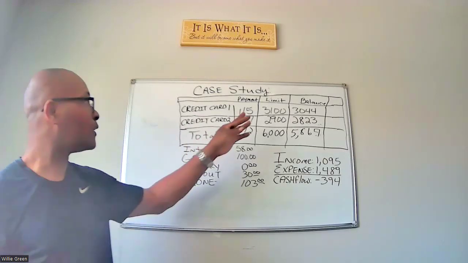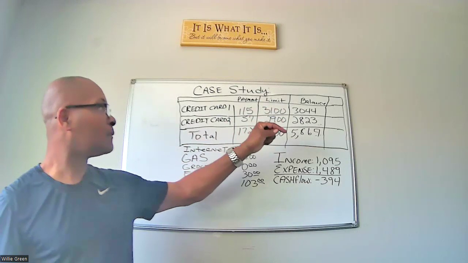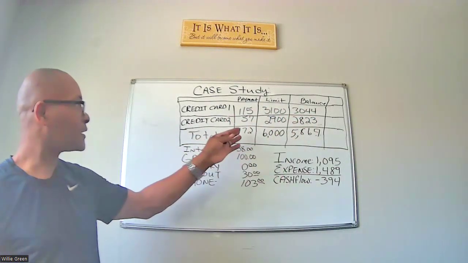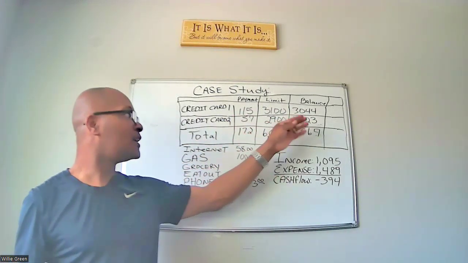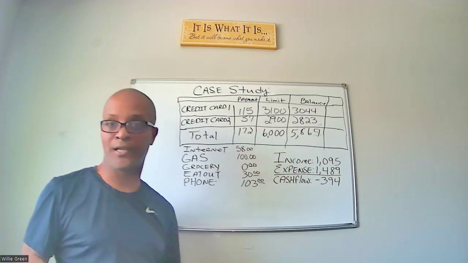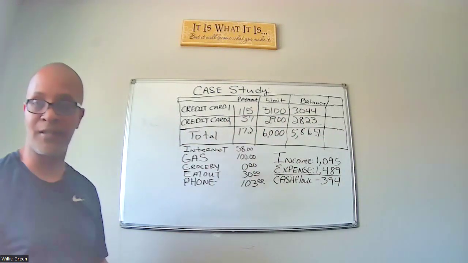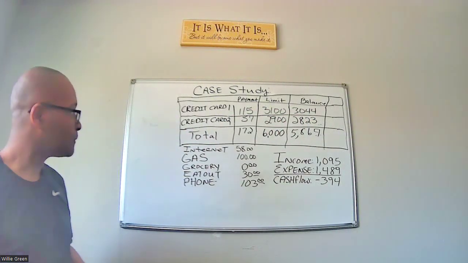Now, she has two credit cards. One credit card has a $115 payment, a $3,100 limit, and a $344 balance. On the second card, she has a $57 payment, a $2,900 limit, and a $2,823 balance. All these balances are very close, very tight. So we want to try to help her make some room.